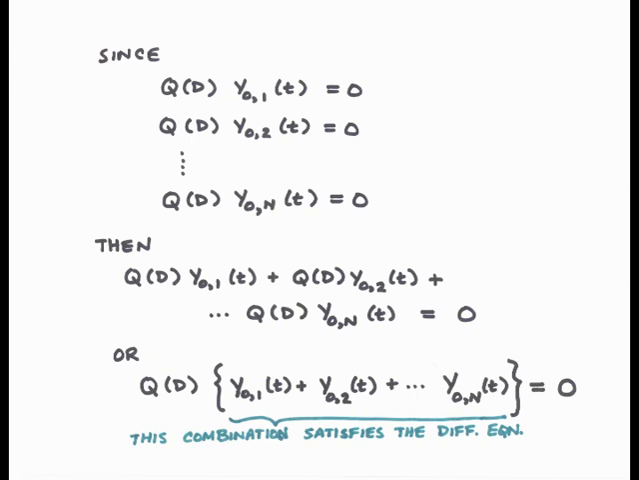Now we can add all of these left-hand sides and right-hand sides, and we'll find q(D) y0₁(t) plus q(D) y0₂(t) plus through q(D) y0ₙ(t) must be equal to 0. Rearranging this, we can write q(D) times the term in the curly brackets, y0₁(t) plus y0₂(t) plus and so on to y0ₙ(t), equals 0. That is, the term inside the curly brackets also satisfies the differential equation.